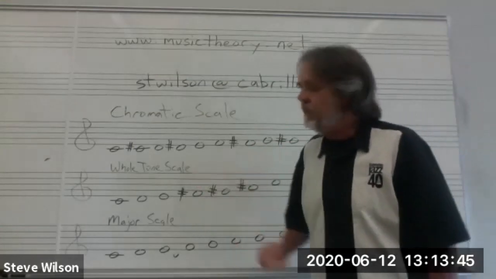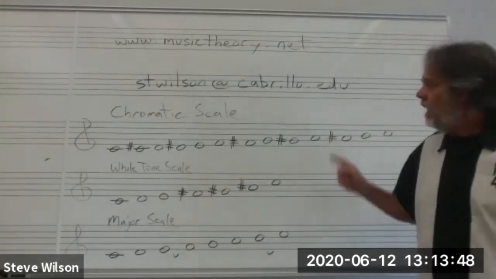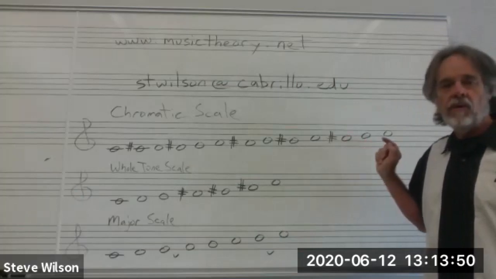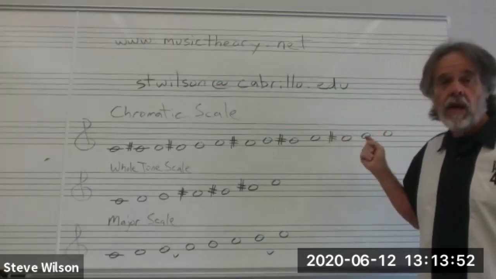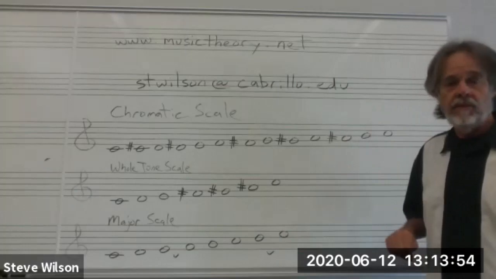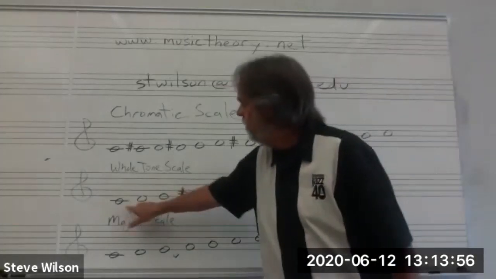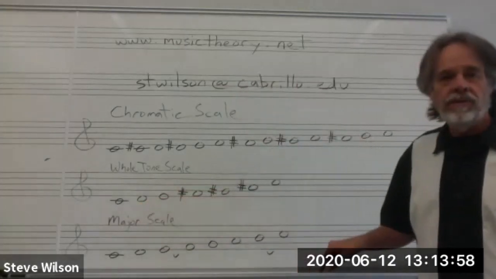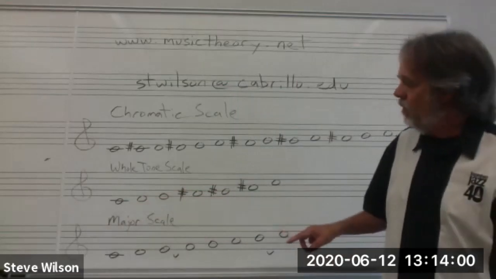Now the next scale is something called a whole tone scale. Half step is sometimes also called a half tone. A whole tone is two half steps. So in the case of this scale, we have all whole steps, or whole tones.